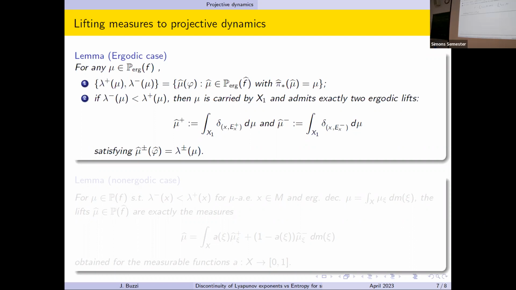We are done since we have shown that the possible value for the average is the common value of the top and the bottom exponent. It has to be some value. So one is proved in the case where the two Lyapunov exponents converge. Is it clear in this case?